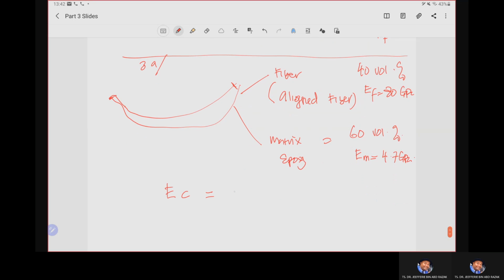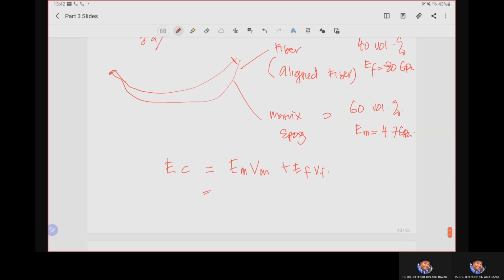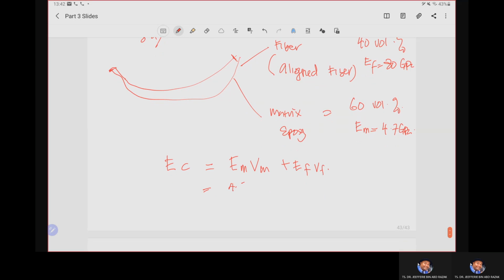As simple as that, you use the upper limit equation, the isostrain condition, E_M V_M plus E_F V_F. Just plug in the values: 4.7 gigapascal times 0.60 plus 80 gigapascal for the modulus of elasticity of the fibers times 0.40. The answer is about 34.82 gigapascal.